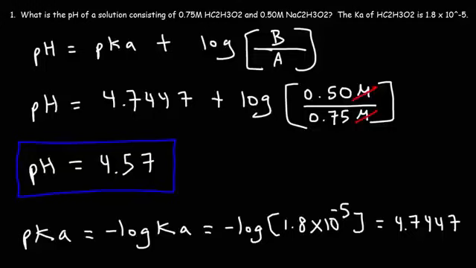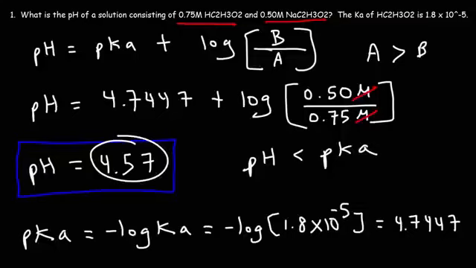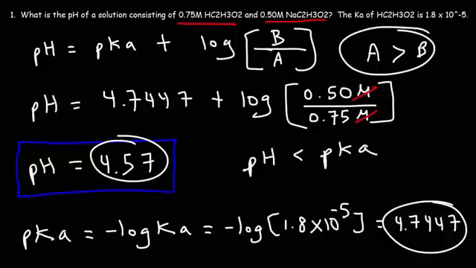Now there's one more thing I want to mention regarding this problem. Notice that we have more of the acid than the base. Because we have more of the acid than the base, the pH is going to be less than the pKa, as we discussed earlier in this video. Here we can see the pH is 4.57, the pKa is 4.74. So the pH is less than the pKa because we have more of the acid component than the base component of the buffer.